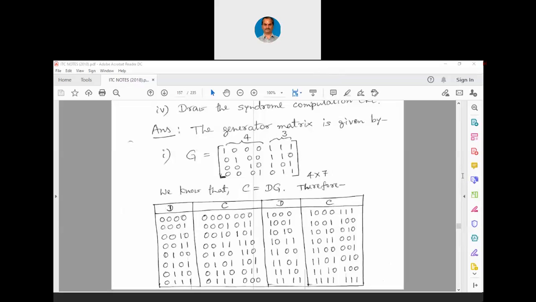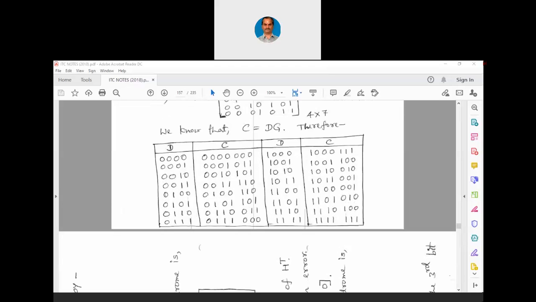Okay. So we have found all the 16 code words now. Now he has given us two received vectors, RA and RB, and he asks us to find out the error that is present in the received vector. Let us proceed now.